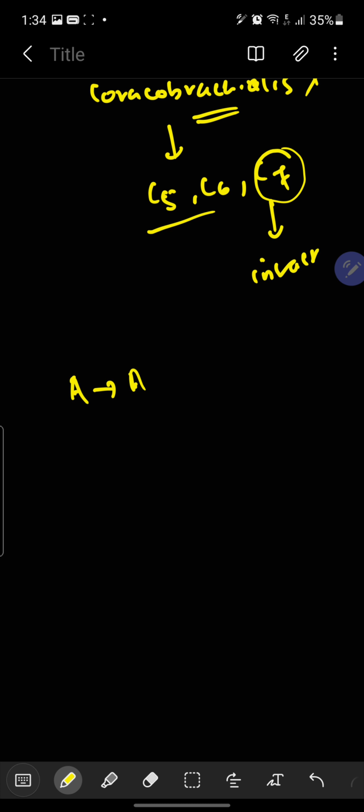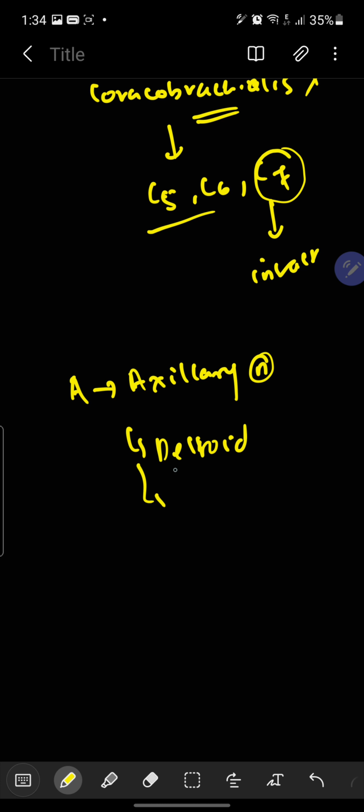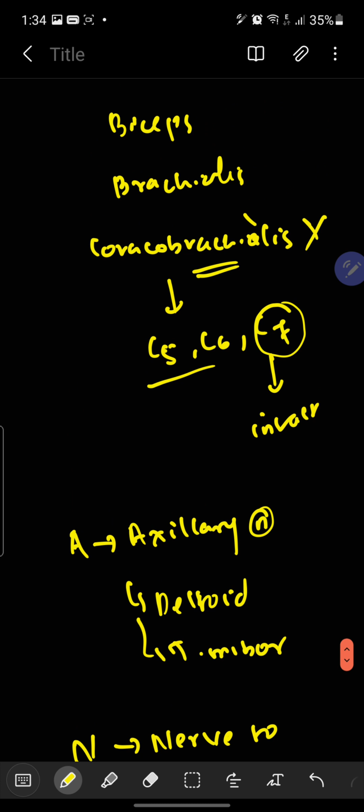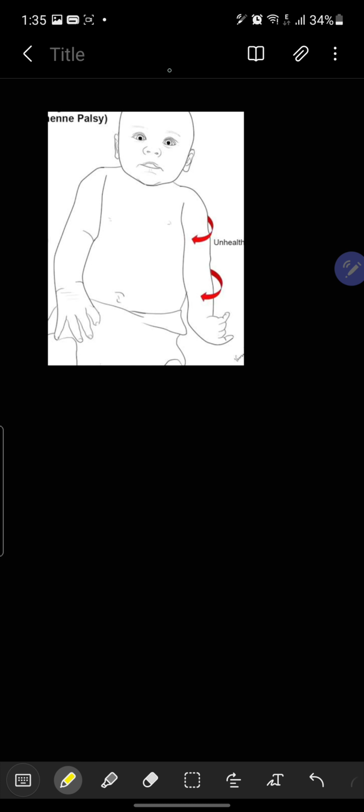A for axillary nerve. It is supplying deltoid as well as teres minor muscles. So they are affected. Then at last N, that means nerve to subclavius. So these are the nerves and the muscles affected in Erb's paralysis. So this is a clinical picture.